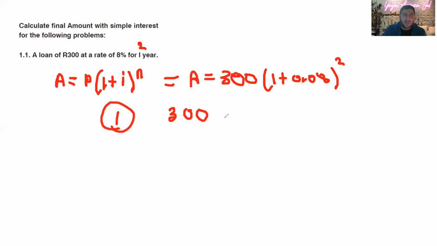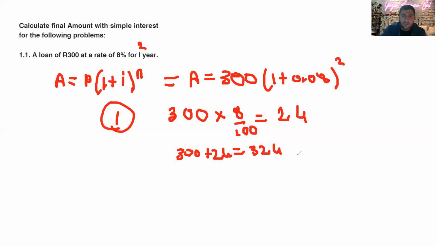What we do, 300 times 8 over 100, that equals 24. This 24 is the amount of the interest. So after 1 year, this is the interest and this was the initial money. So it's going to be 300 plus 24, that equals 324. Again, guys, after the first year, the simple interest and compound interest are the same. That's why you see it's 24.